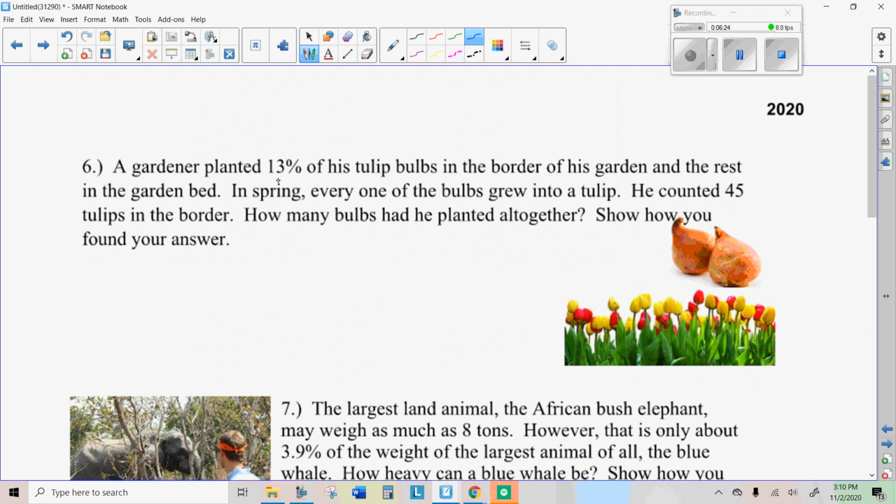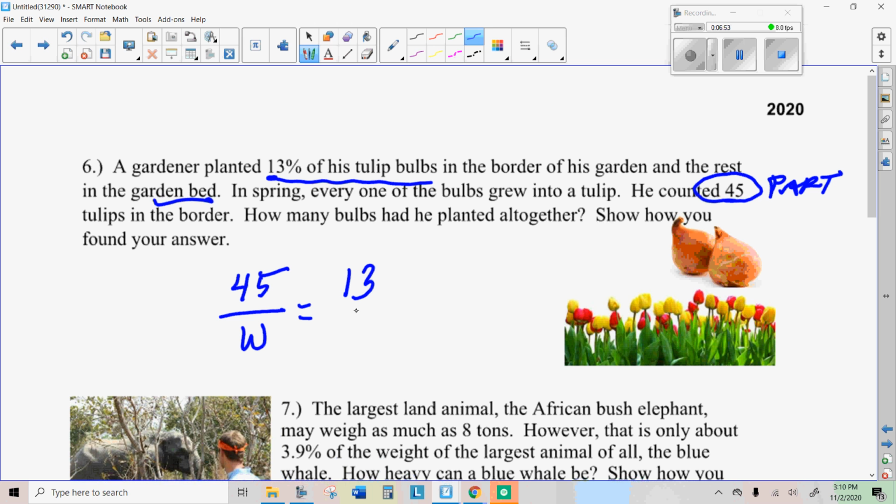So a gardener planted 13% of his tulip bulbs in the border of his garden and the rest in the garden bed. In spring, every one of the bulbs grew to a tulip. He counted 45 tulips in the border. How many bulbs had he planted altogether? Okay, again, this 45 is part of the total. It's only the ones on the border. So we're going to use that as your part. And then we're looking for the whole.